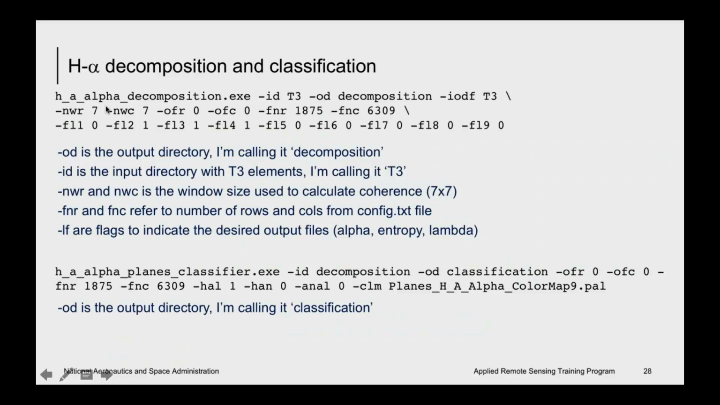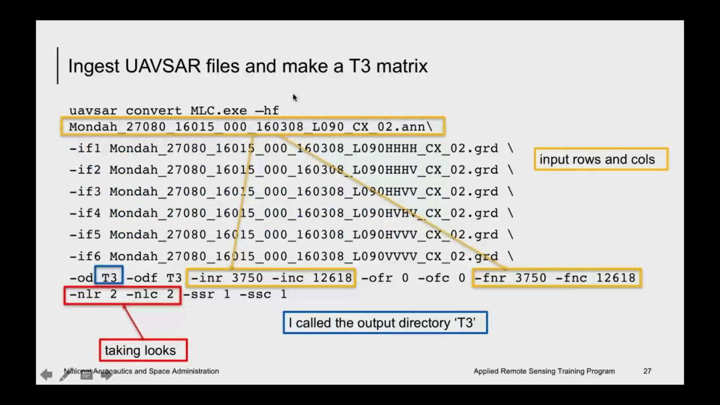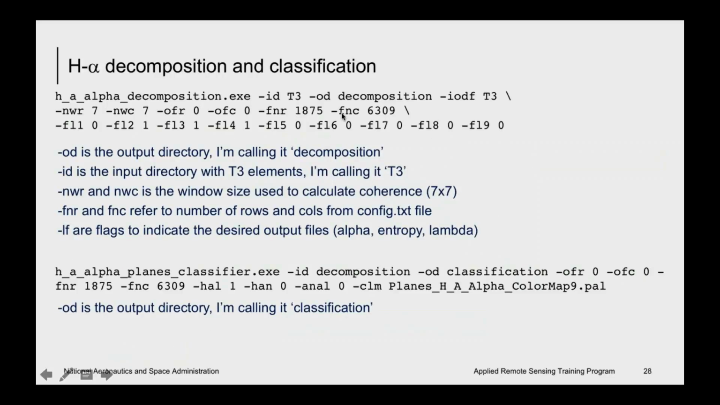So this is how you would call it from the command line. It's the H_A_alpha decomposition. The input directory is T3, which, as you remember, was my output directory before. And my output directory, I'm calling it decomposition. The format is again T3.